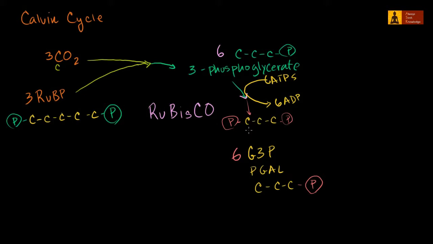So that's to get us right there. And then to get from the 1,3-biphosphoglycerate, and of course we have 6 of these as well, right? 6 of these turned into 6 of these. And to turn these 6 1,3-biphosphoglycerates into our 3 glyceraldehyde 3-phosphates, or phosphoglyceraldehyde.